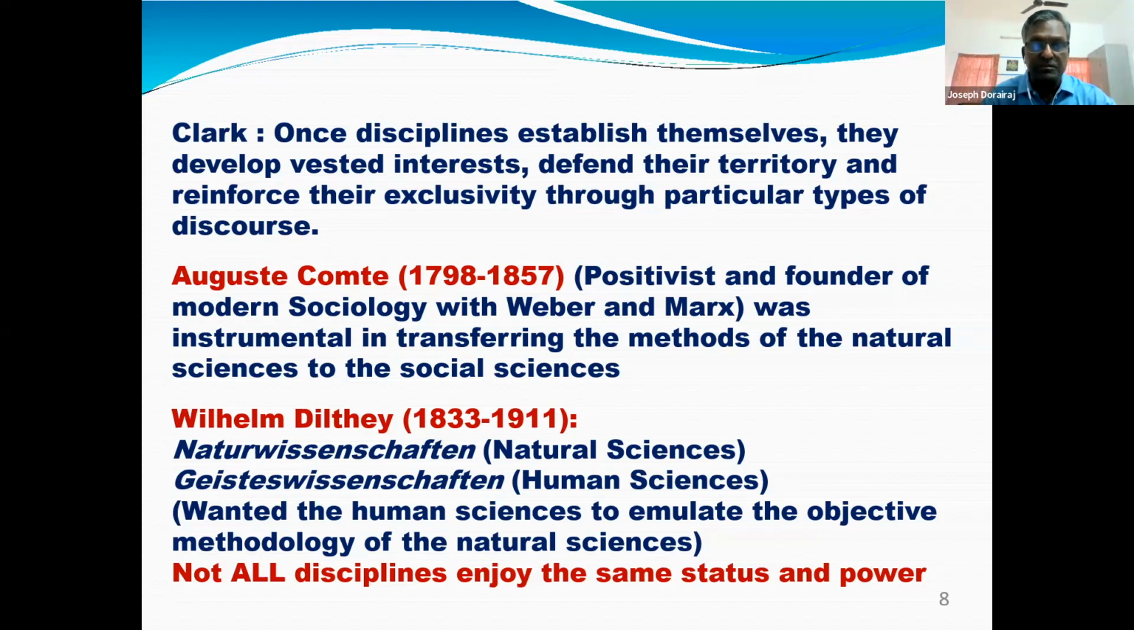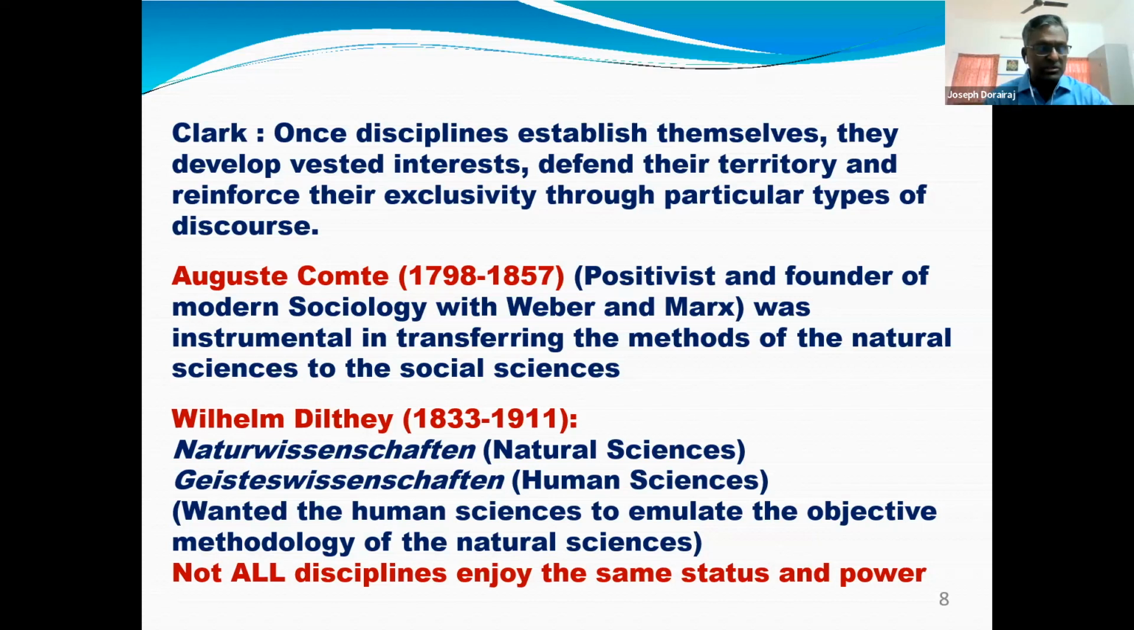Comte lived from 1798 to 1857. He was a positivist and he is one of the founders of modern sociology, along with Max Weber and Karl Marx. Look at the word positivist. What is positivism in sociology, or who is a positivist? Not only in the domain of sociology, but also in the domain of philosophy. I'll just put it in two sentences. A positivist or positivism rejects metaphysics, number one, and number two, positivism or a positivist relies on empirical data.